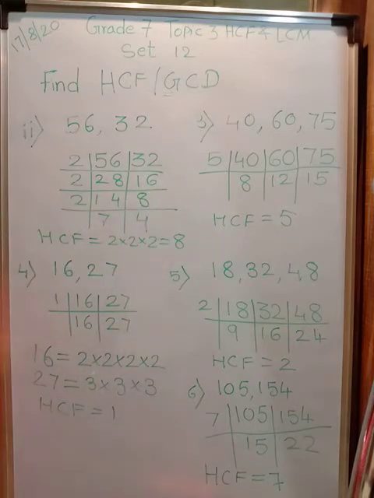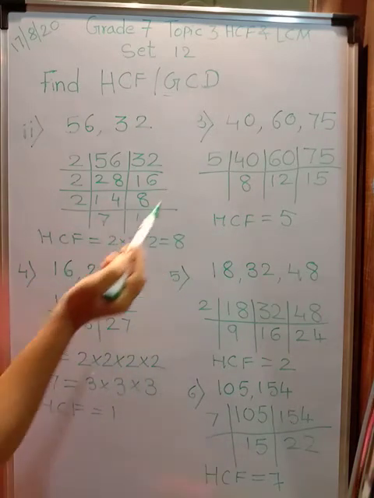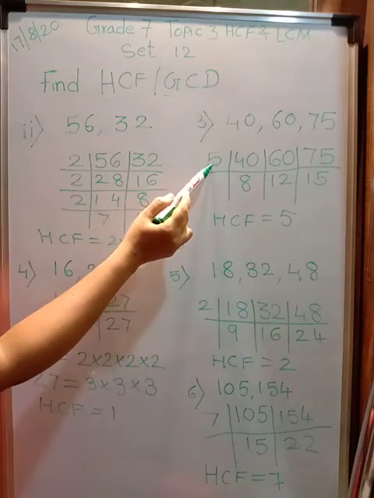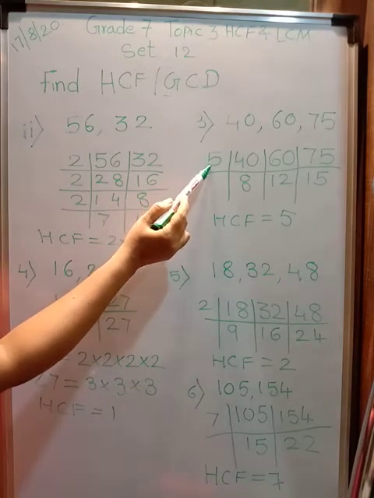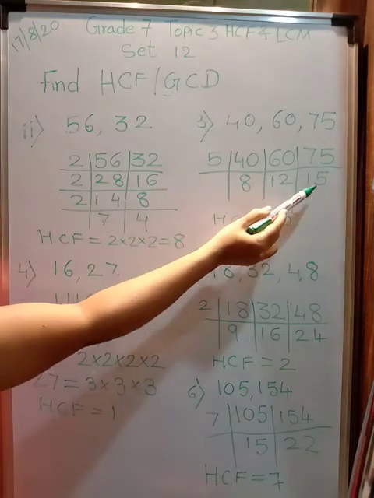Now, look at this problem. 40, 60, 75. You can't divide all this by 2, 75 is not divisible. You can't divide them by 3, 40 is not divisible. So the only option was 5. So divide by 5. After dividing we get 8, 12 and 15. Now look at these numbers.